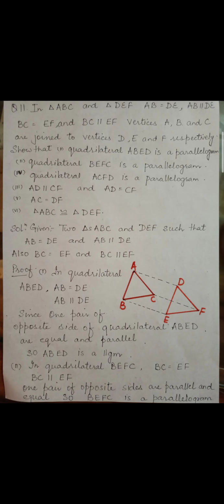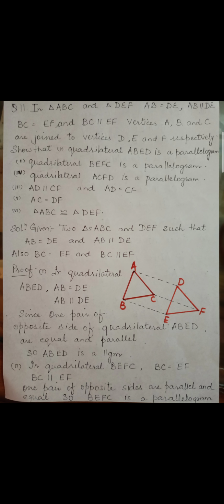Question number 11. In triangle ABC and triangle DEF, AB is equal to DE, AB parallel to DE. BC is equal to EF, BC parallel to EF. Vertices A, B, C are joined to the vertices D, E and F respectively. Then we have to show first quadrilateral ABED is a parallelogram. Second, quadrilateral BEFC is a parallelogram. Then third part we have to prove AD parallel to CF and AD is equal to CF. Fourth we will prove ACFD is a parallelogram.